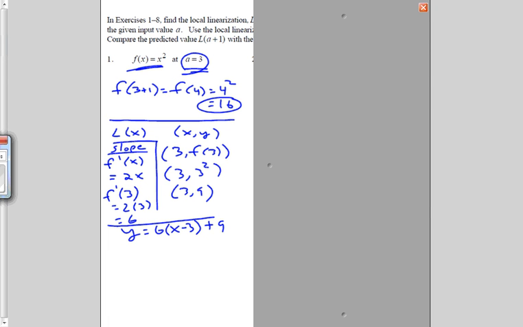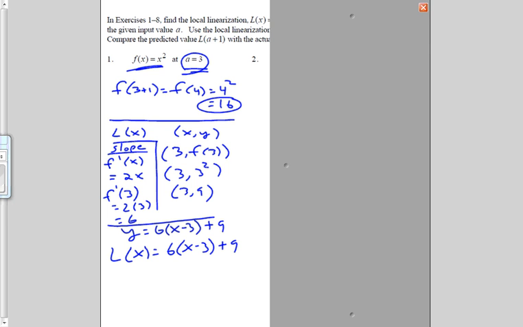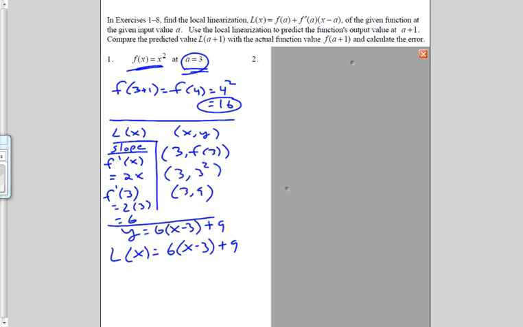And this is L of x. Now if I evaluate L of x at 4 to see how well my approximation works, L of 4, we know it should be close to 16 because that's what f of 4 equals. My approximation L of 4 is 6 plus 9, which is 15. Not as precise as before, but pretty close.